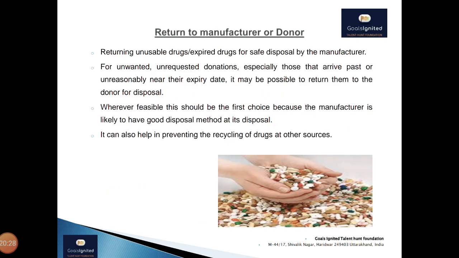Return to the manufacturer or the donor. It is also the returning of unusable or expired drugs to the manufacturer for safe disposal, or the unwanted or unrequested donations, especially those that arrive past or unreasonably near their expiry date. It may be possible to return them to the donor or the manufacturer for disposal, and whenever feasible this should be the first choice, because the manufacturer is likely to have a good disposal method at its disposal. It can also help in preventing recycling and drug diversion to other sources.